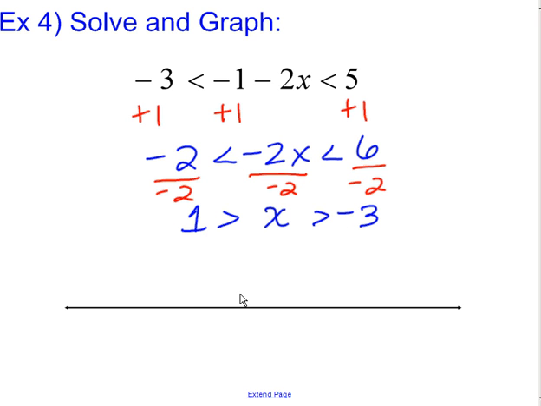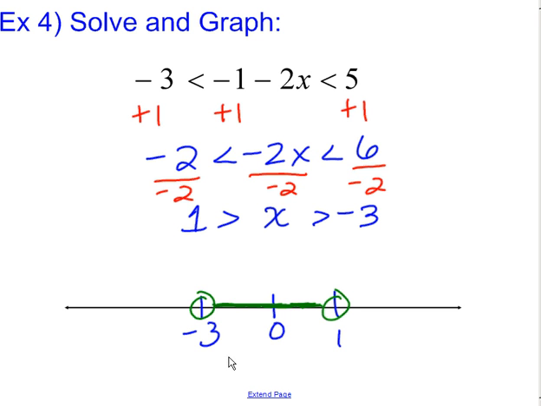So let's see what's going to happen. Let's get a 0. We need a 1 and a negative 3. We need open circles at both. And let's take a look at this individually. X is less than 1, so we know that's going to go that direction. And x is greater than negative 3, so it's going to go this direction. Where they crisscross, we've got everything we need right there. That's our answer.